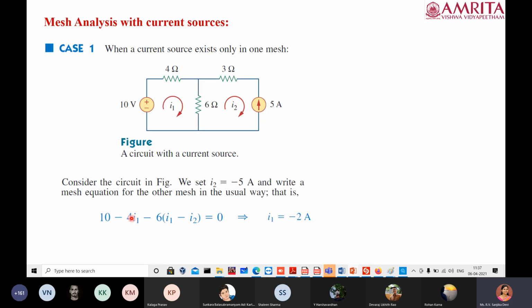It is actually quite easy if you have a current source present only in one mesh, as it reduces the number of equations. The only thing is, we have to ensure in which direction the loop current and the current source are flowing. If they are in the same direction, take the polarity to be positive, but if they are flowing in the opposite direction, put a negative sign. So this is the first case, and the second case we will discuss in tomorrow's class, the next class.